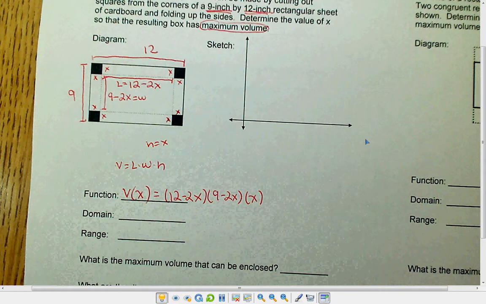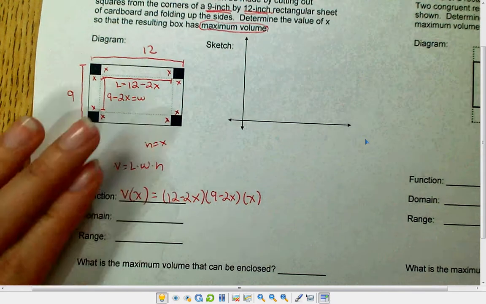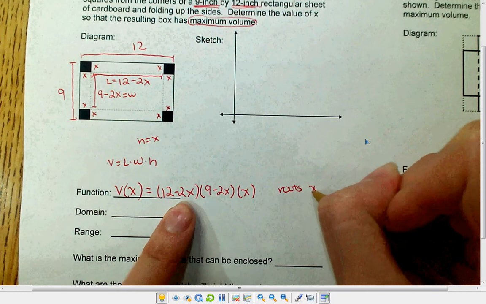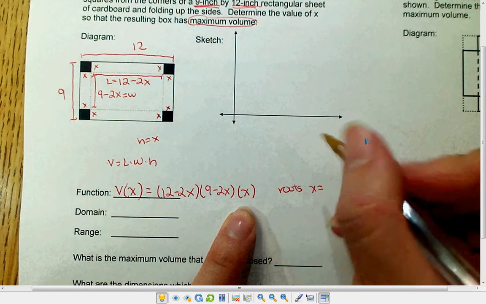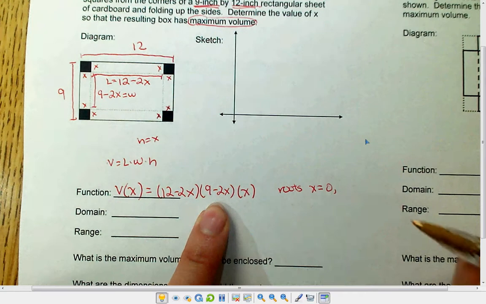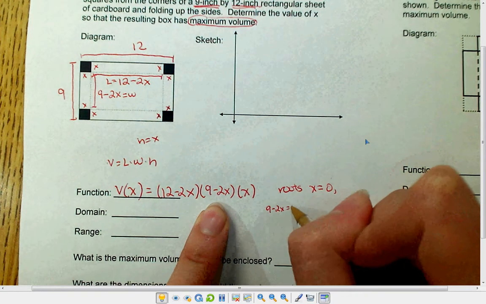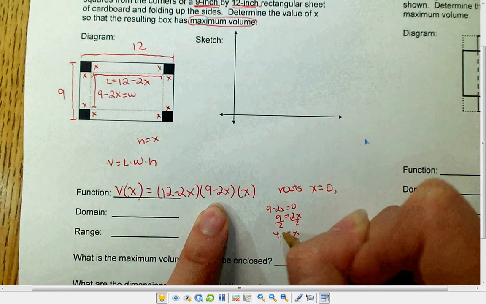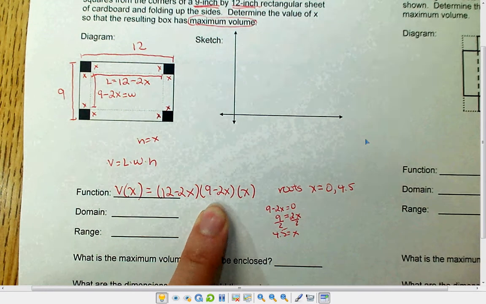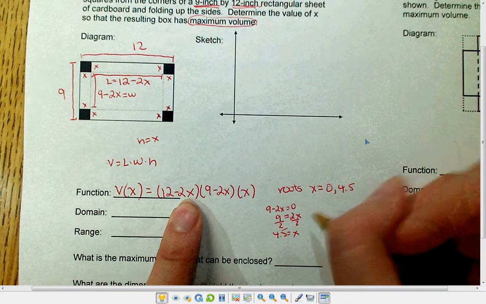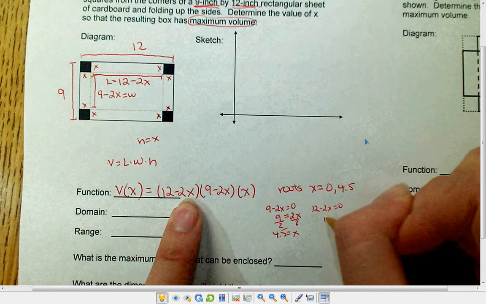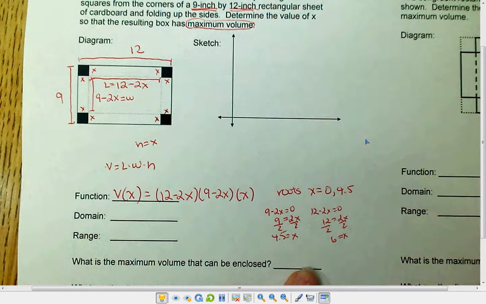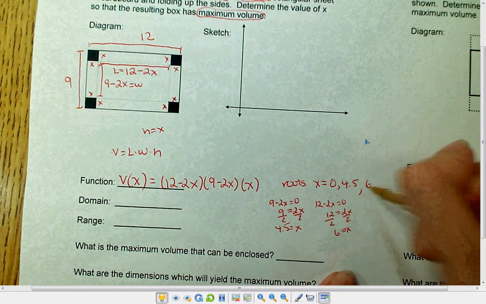From this, I can get a really quick idea of what this graph looks like just by knowing the roots, right? So my roots here are x is equal to, let's start off with this. This gives me a root of 0. If I were to solve 9 minus 2x equals 0, 9 equals 2x, divided by 2 on both sides, I would have an x value of 4.5. And 12 minus 2x equals 0 would give me an x value of 6. So you don't have to show your work each time you do this, but these are the values that you would get if you're solving for your roots.